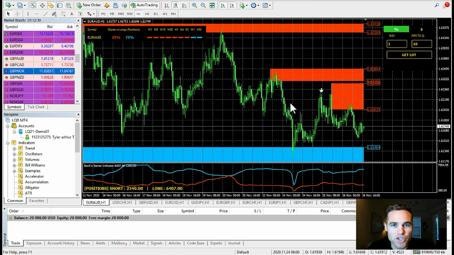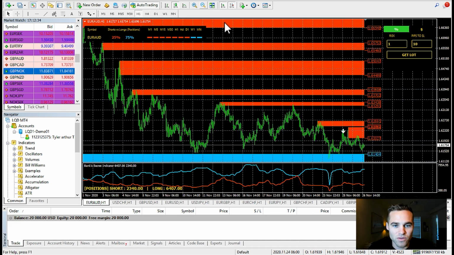So I'm just going to pull up this chart here, and I'm going to show you examples of what supply and demand zones actually are. You can see these red and blue supply and demand zones. Essentially, they're similar to support and resistance in the sense that they're major zones that price likes to bounce off of. As you can see, when it touches these zones, price sharply bounces off of them.